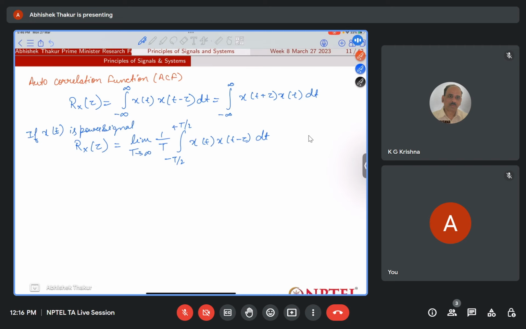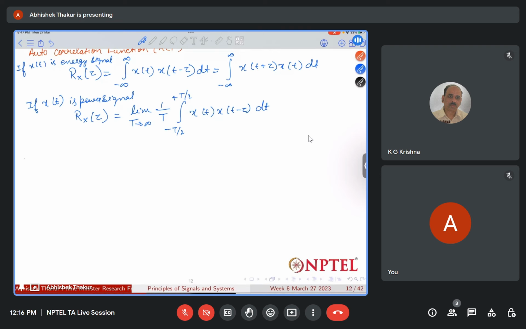We will take for one period. If x(t) is an energy signal, then we'll do it for the continuous time axis. There are four properties also. We will not go into the proof of those properties, but we will see what the properties of the autocorrelation function are. This is very useful in solving the questions of GATE. In recent years, lots of questions are asked on this autocorrelation function, and these properties are very useful.